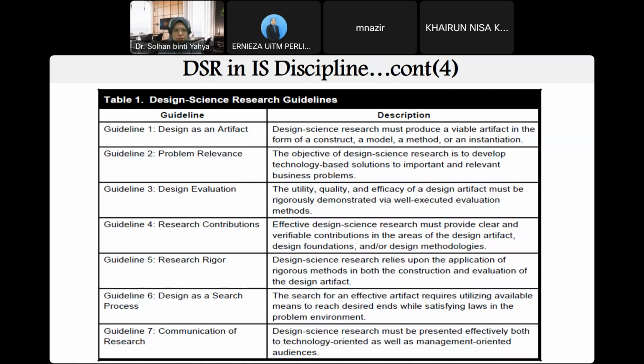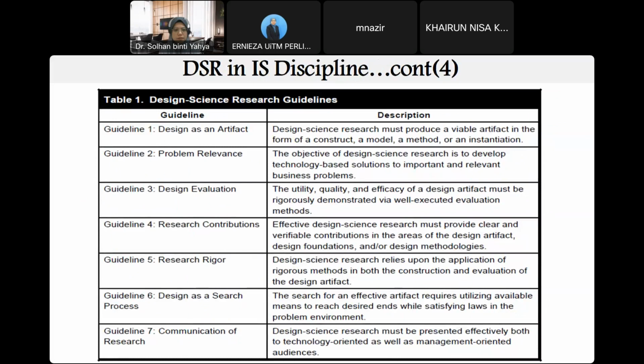But by having this, I'm not saying that doing the mixed method is wrong. Right? You still use design science research as your methodology, as your paradigm. But when it comes to the evaluation of the artifact, you adopt any scientific method from qualitative or quantitative when evaluating the artifact. Okay, so guideline number 6, design as a research process: the search for an effective artifact requires utilizing available means to reach desired ends while satisfying laws in the problem environment. Right? And guideline number 7 is about how you communicate your research output to the community by having a publication and so on.